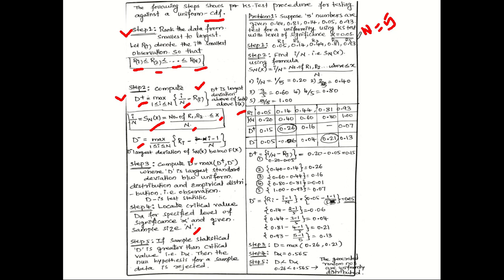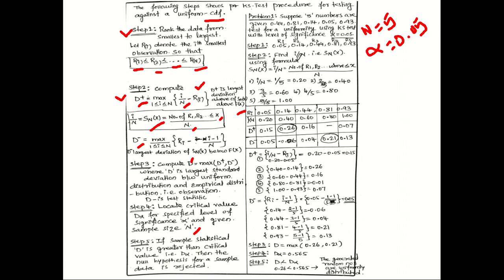N is 5 here. Okay. So test for the uniformity using KS test with level of significance alpha equal to 0.05. So we have to consider alpha equal to 0.05, and we have to test whether all these random numbers are uniformly distributed between 0 to 1 or not. So in the first step, we will arrange all these numbers in ascending order.